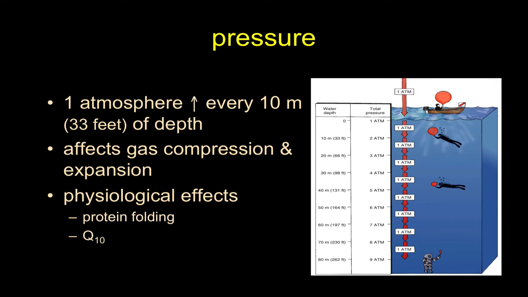So 10 meters of water equals 100 kilometers of air. And then every subsequent 10 meters that we go down into the ocean is another atmosphere's worth of pressure. So I mentioned that light disappears exponentially. Pressure accumulates linearly with depth. So it's the same amount. It's as we go deeper, it's additional.